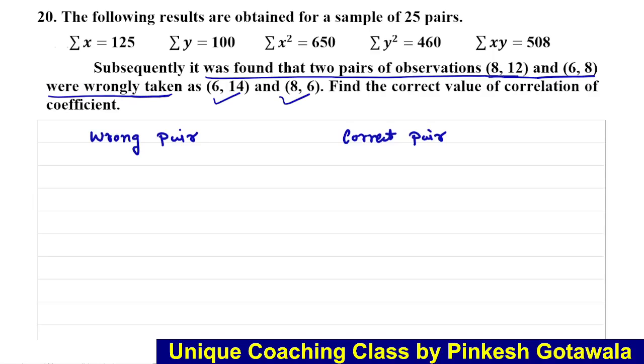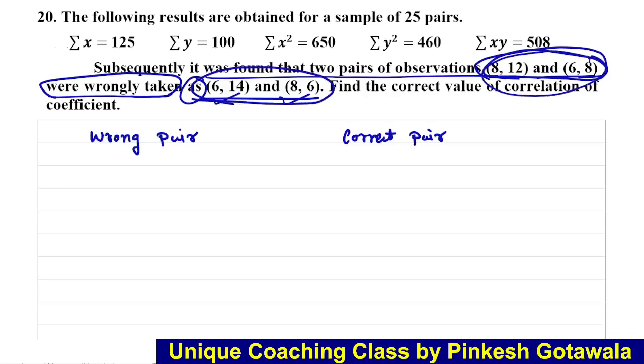So look here, 8 12 and 6 8 were wrongly taken as 6 14 8 6. Here this 'as' is important. That is, this pair was wrongly taken as this number. That is, this pair has been taken as which pair? It was taken as this pair, wrongly taken as this pair. So here this 6 14 8 6 is wrong.